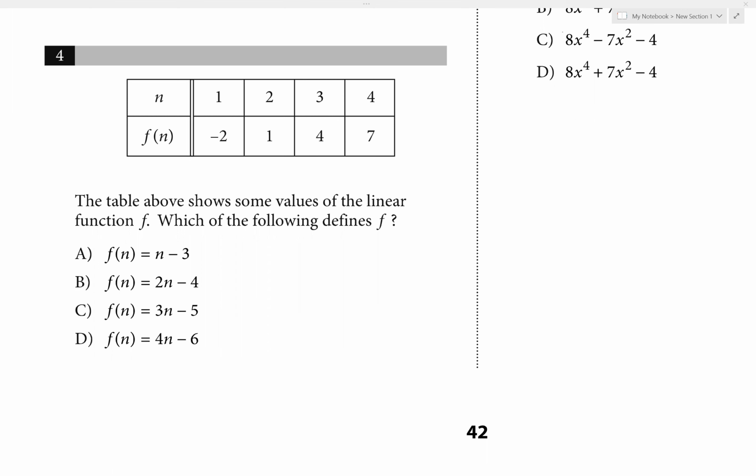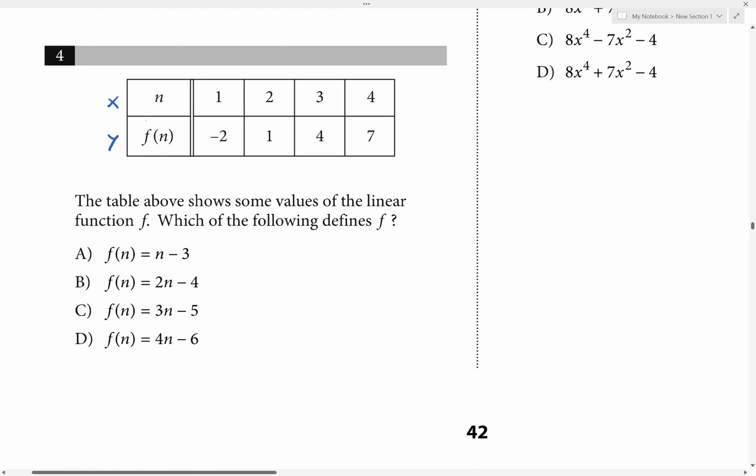Okay, so if we have, for example, look at answer choice A, f of n equal to n minus 3. So f of n is like the y value, and then n here is like the x value. So pretty much, if you look at the table, we're looking for an equation to match, right? If you want, you could replace this with x and y.